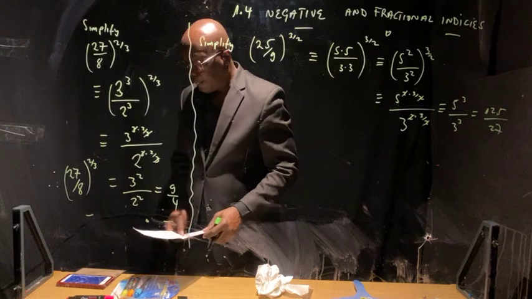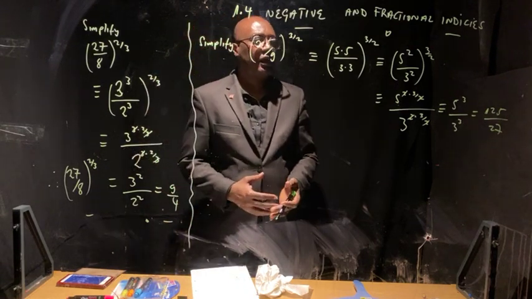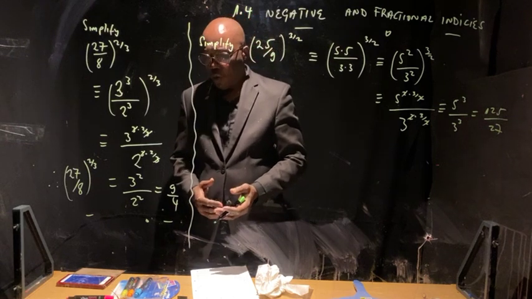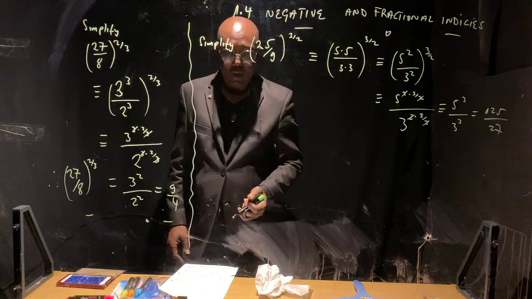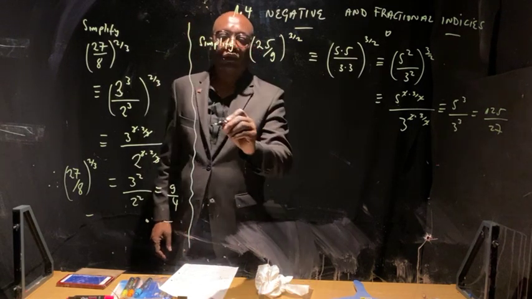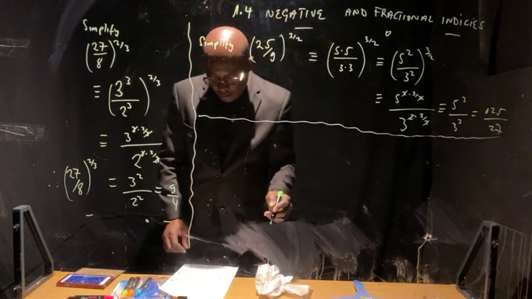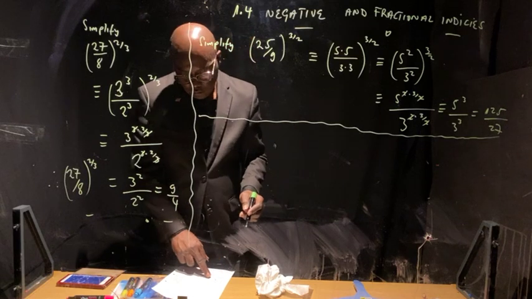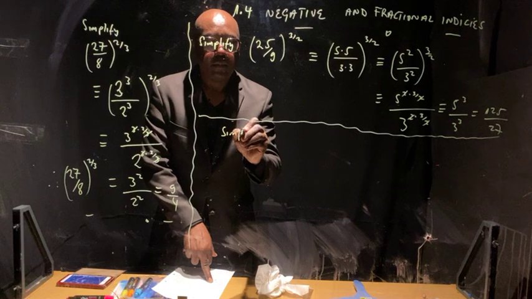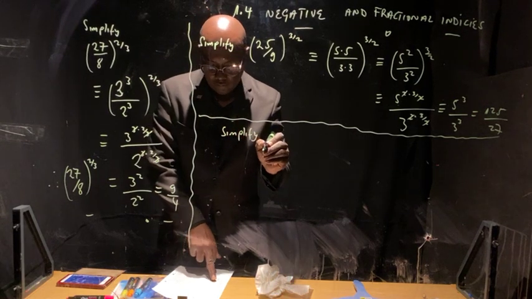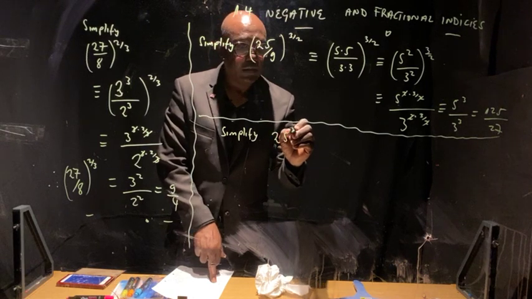I think we are done with this section. As I said, this session was just a recap, but we have to do a negative fraction. We have to take one example. Simplify 25 raised to the power negative 3 over 2.